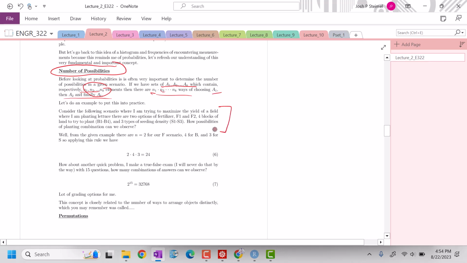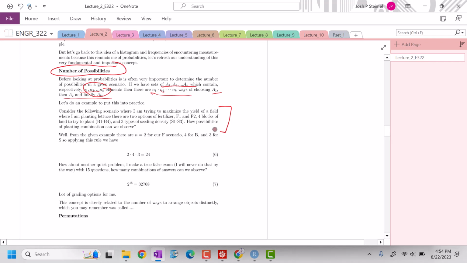I'm trying to maximize the yield of a field where I'm planting lettuce. So I have 2 fertilizer options, 4 blocks to plant, and 3 types of seeding densities. You're going to see this in the ANOVA analysis later on in the class, so remember this example. How many possibilities of planting combinations can we observe?